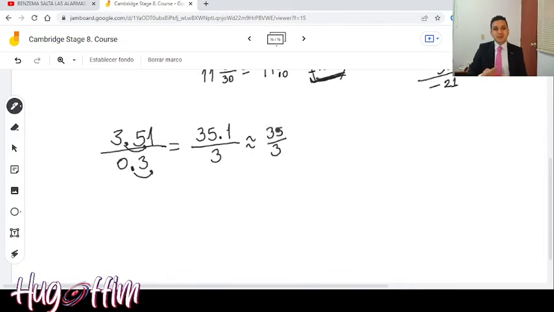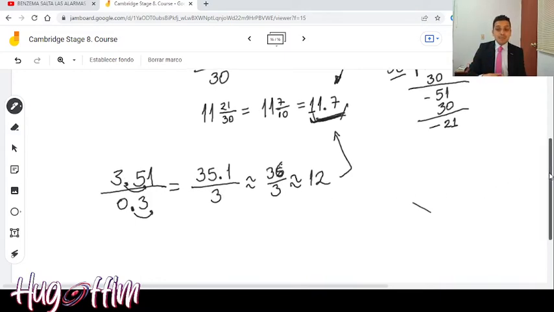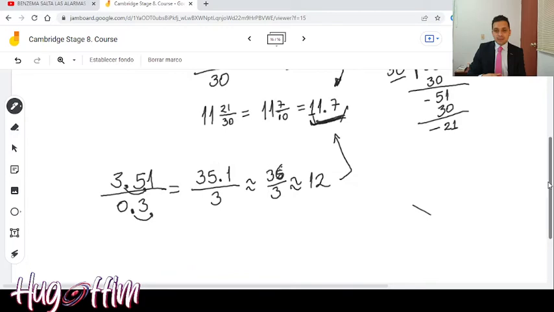But let's say that I'm going to round it to an integer. So this is around 36. So it will be around 12. The answer is around 12. 11.7 is around 12. This is another way in which you can estimate and divide decimals.